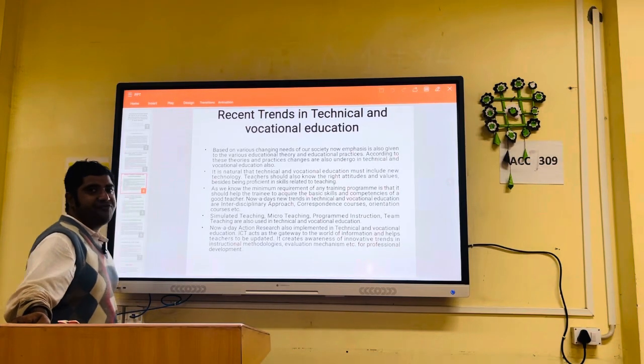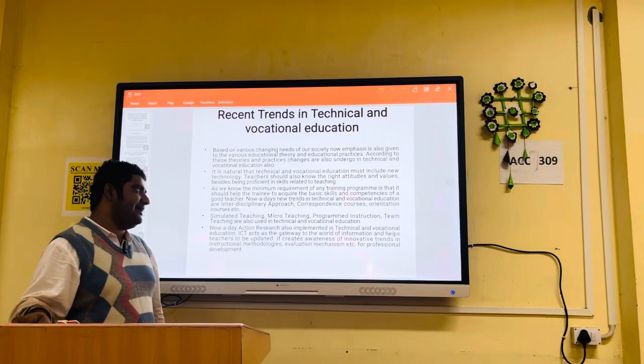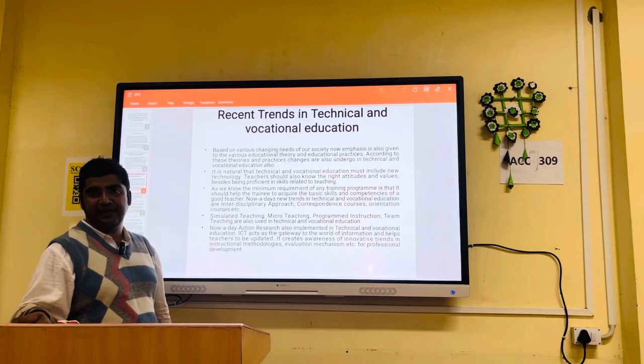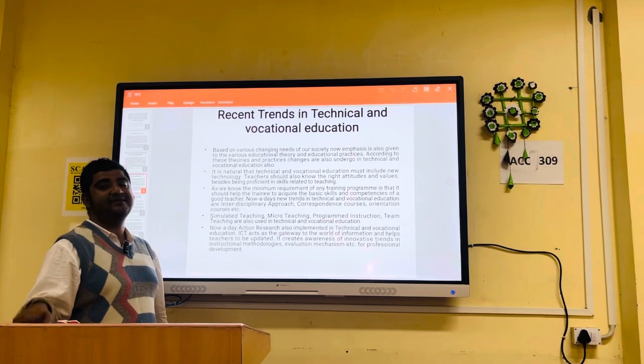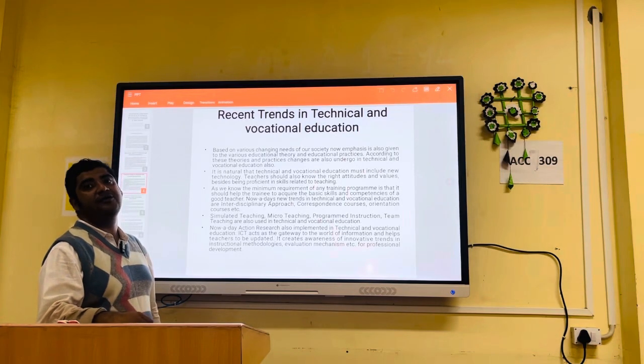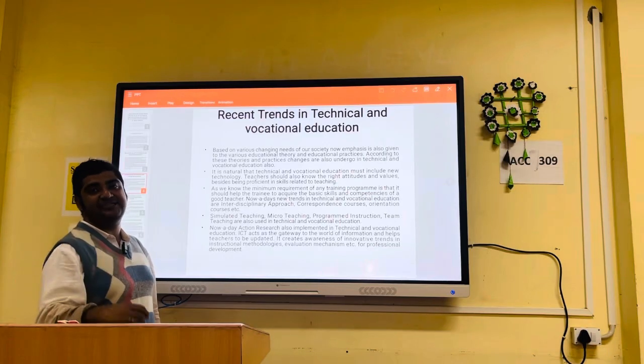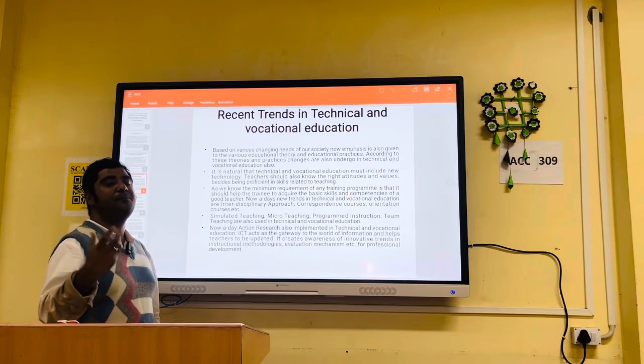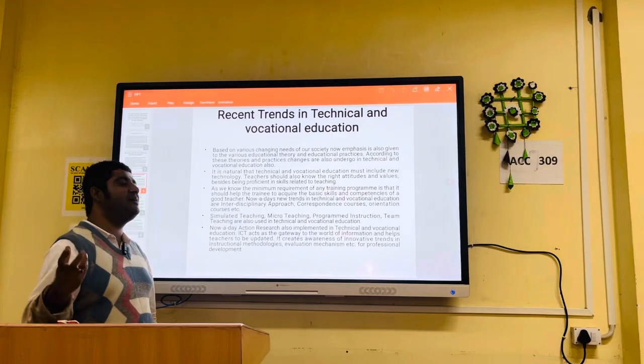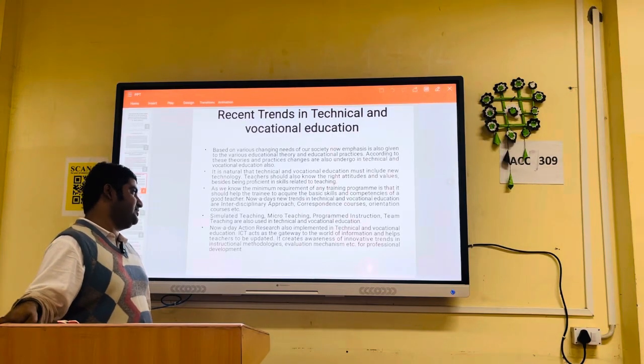Nowadays, action research is also implemented in technical and vocational education. Action research means the need-of-the-hour research, where a teacher will create some new agendas, new actions, new implications of knowledge in making good sense of the society.